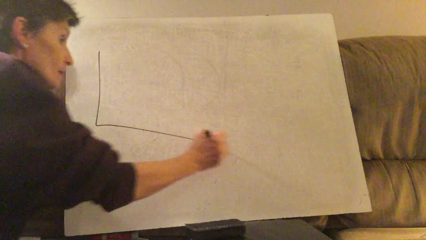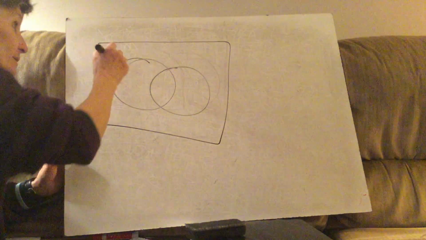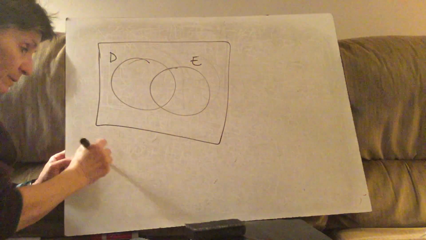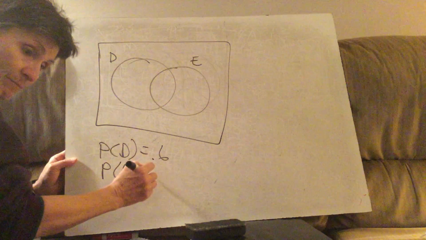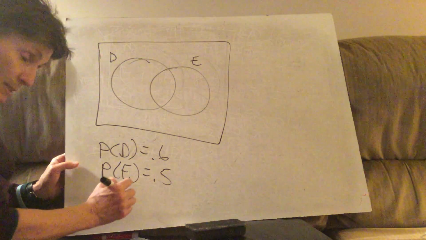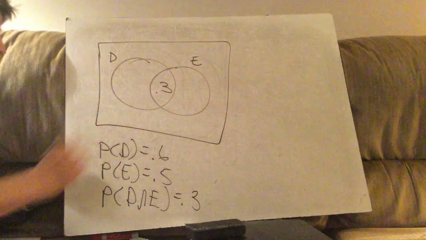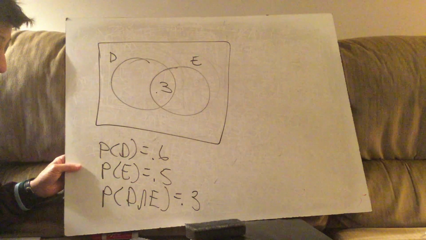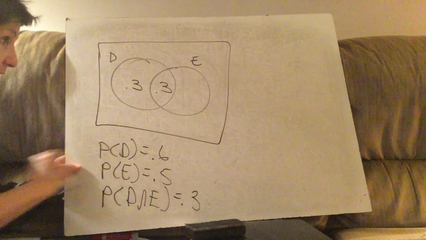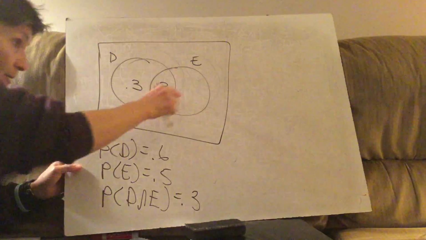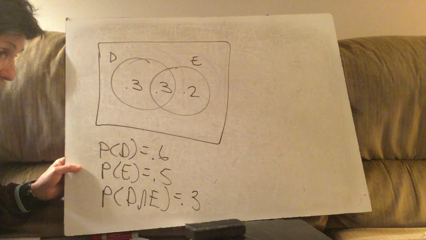Now we've got a couple circles again. And we have D and E. And we know the probability of D is 0.6. The probability of E is 0.5. And the probability of D and E is 0.3. So that goes right here. The minute I put that right there, I know this has to be 0.3 because the whole D ball has to add up to 0.6. And I know this has to be 0.2 because the whole E ball has to add up to 0.5.